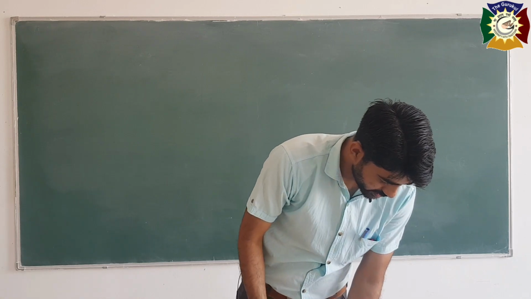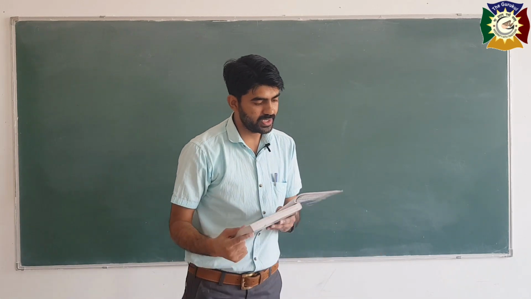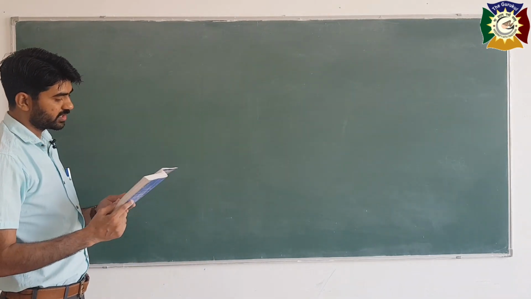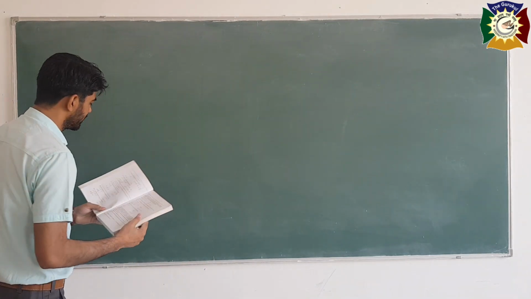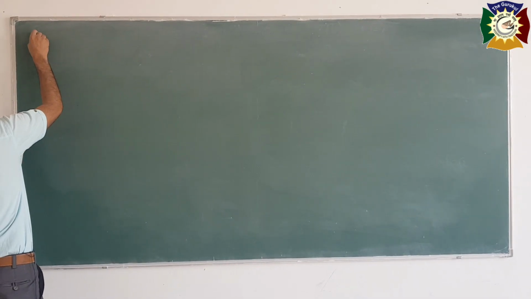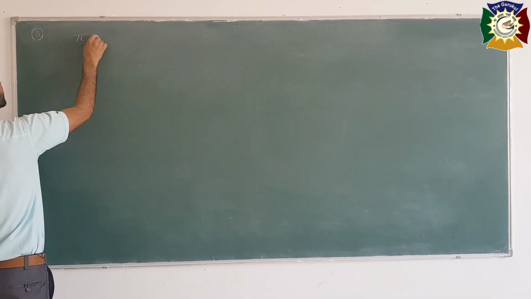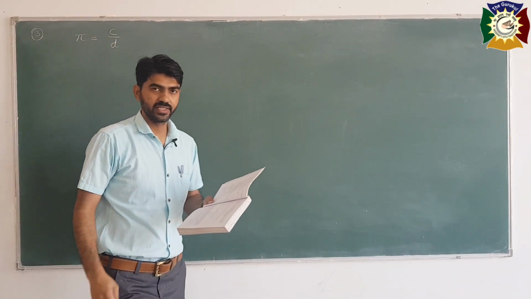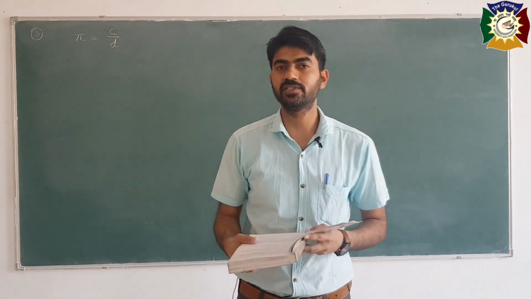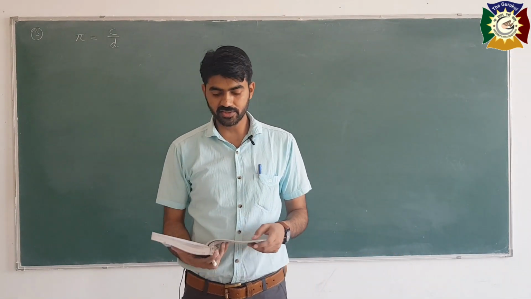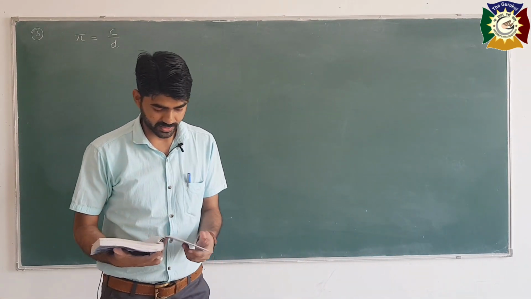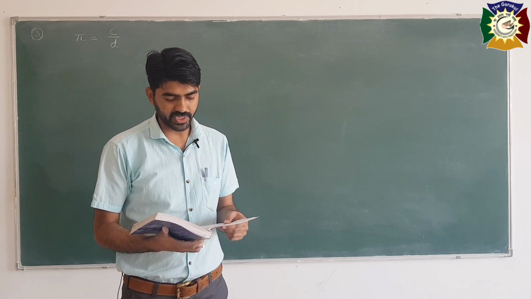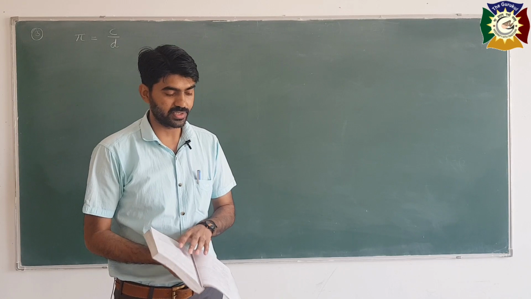Question number 3: recall that pi is defined as the ratio of the circumference of a circle to the diameter. Pi is equal to C by D. This is the definition of pi, that pi is a constant which is equal to the circumference of a circle divided by the diameter of the circle. This seems to contradict the fact that pi is irrational. How will you resolve this contradiction?